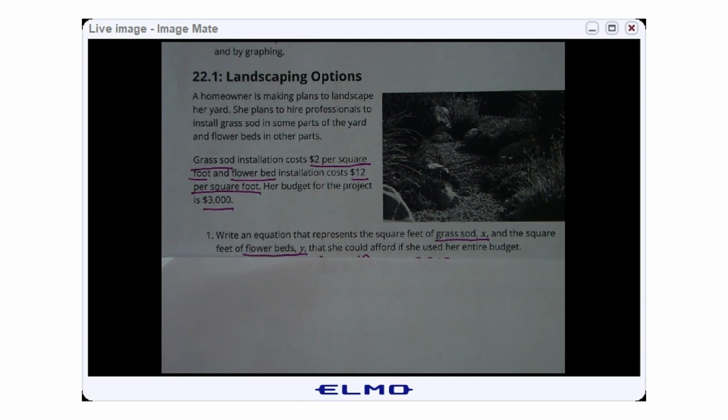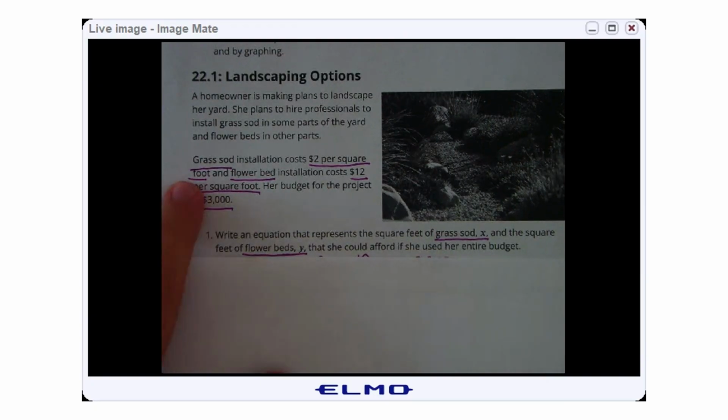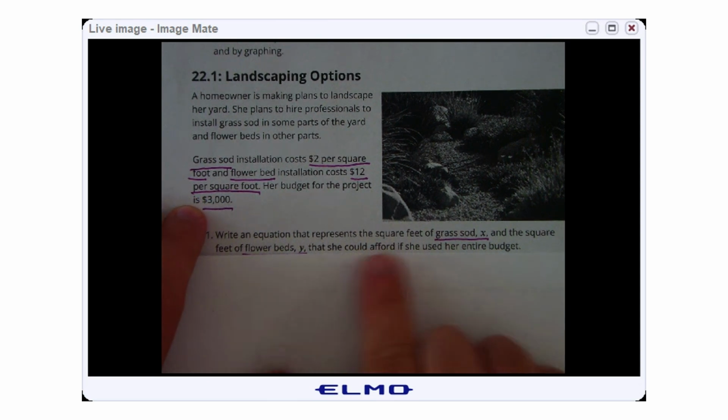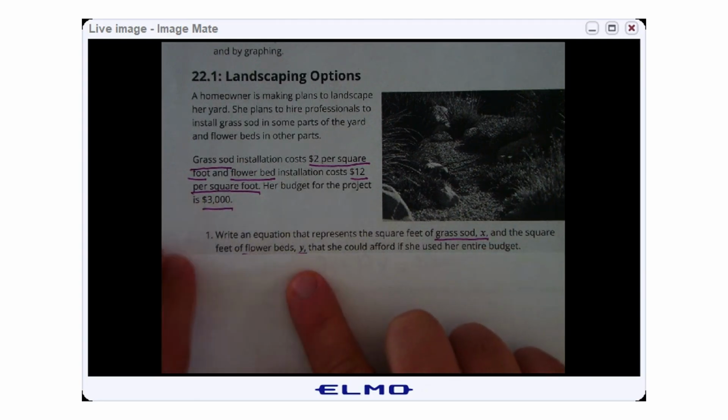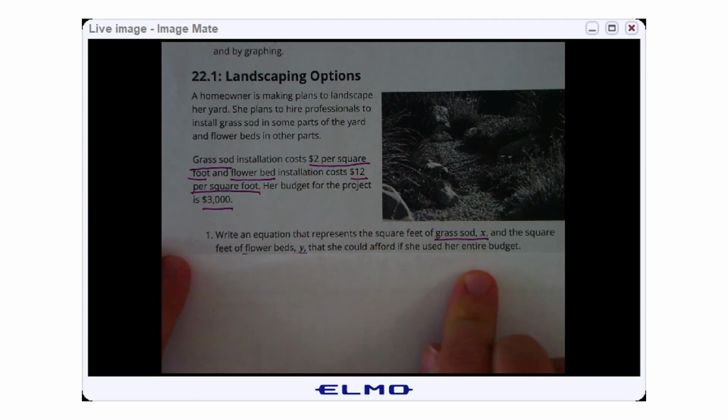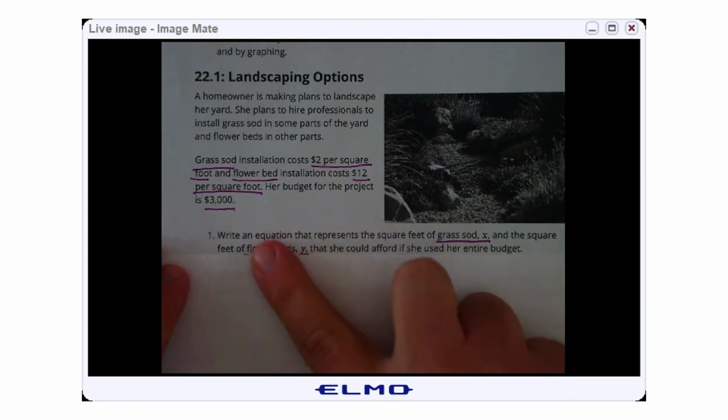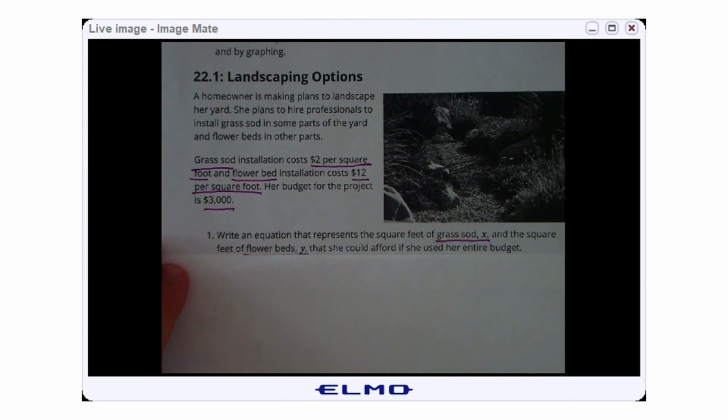It says grass sod installation costs $2 per square foot. So that's really important, so I'd underline both of those. Flower bed installation costs $12 per square foot. Again, important. And then her budget is $3,000. So it says write an equation that represents the square feet of grass sod X and the square feet of flower beds Y that she can afford using her entire budget. Again, her budget is $3,000. So the whole thing, whatever we come up with, should equal $3,000.